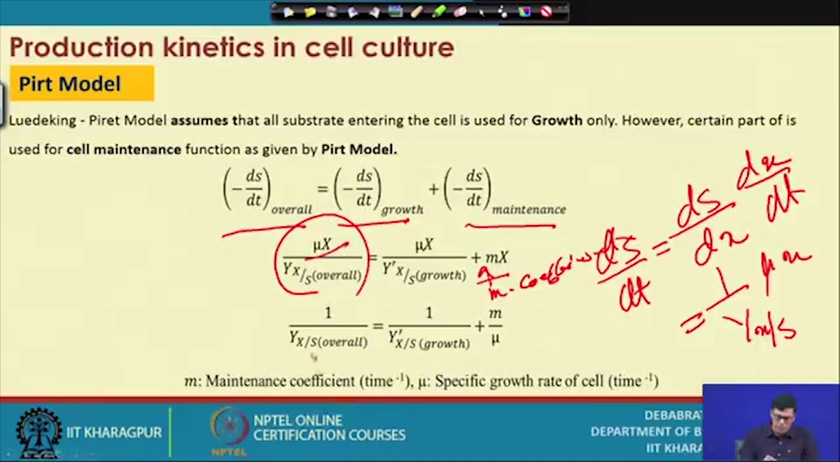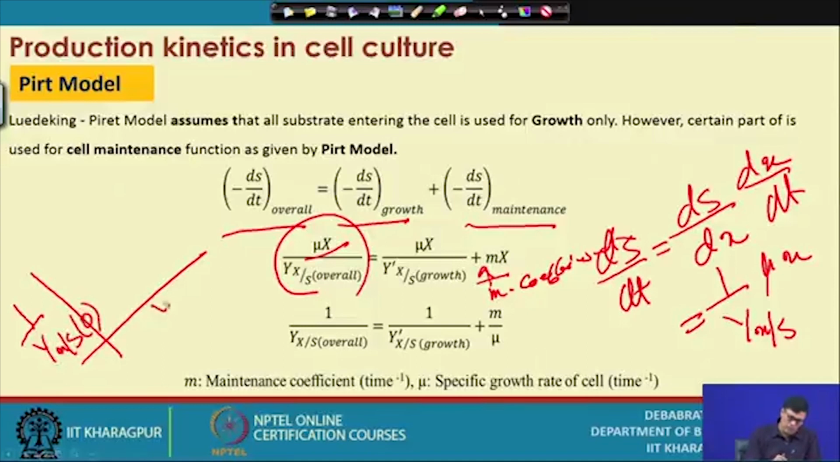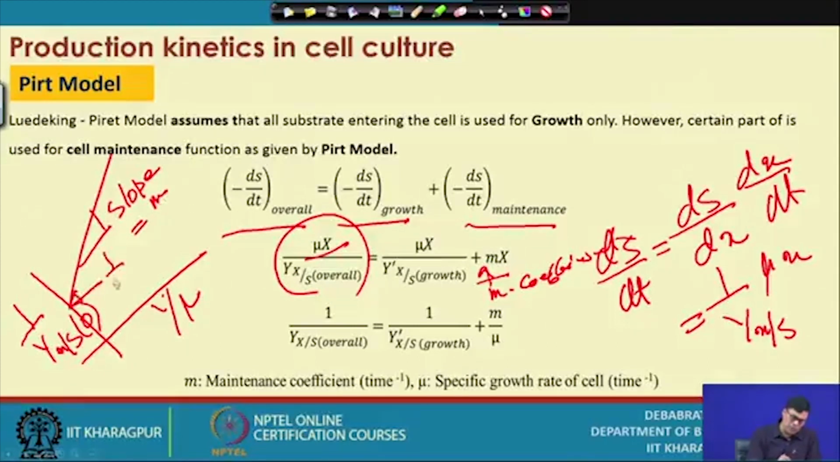Now, if you divide by mu x, then we have this correlation. Here, if we plot 1 by Yx/s overall against 1 by mu, then we will get a straight line. The slope will give you the value of m and the intercept will give you 1 by Y dash x/s. This is called the true yield coefficient. What is the true yield coefficient? It is the amount of cell produced per gram of substrate consumed when the substrate is used only for cell growth, not for other purposes. That is called the true growth yield, and it remains constant for a particular organism.